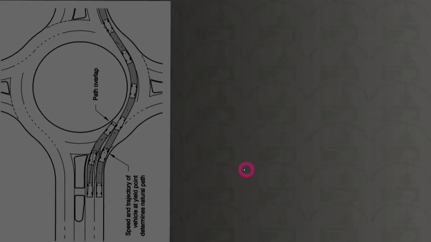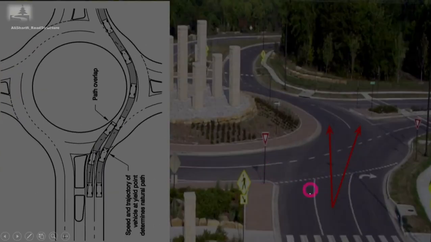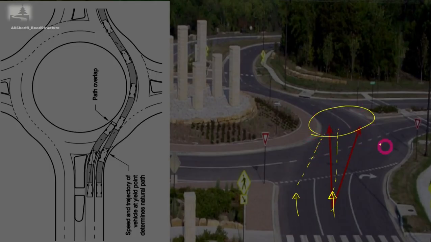Let's have a look at this figure here. You see, due to the geometry of this entry, the entering traffic on this lane and also on the adjacent lane on the left would naturally end up on the same lane within the circulatory roadway, which is not desirable, and it has a negative effect both on safety and the capacity of the roundabout. But now, how to fix it? I mean, how to make a balance between these competing needs?